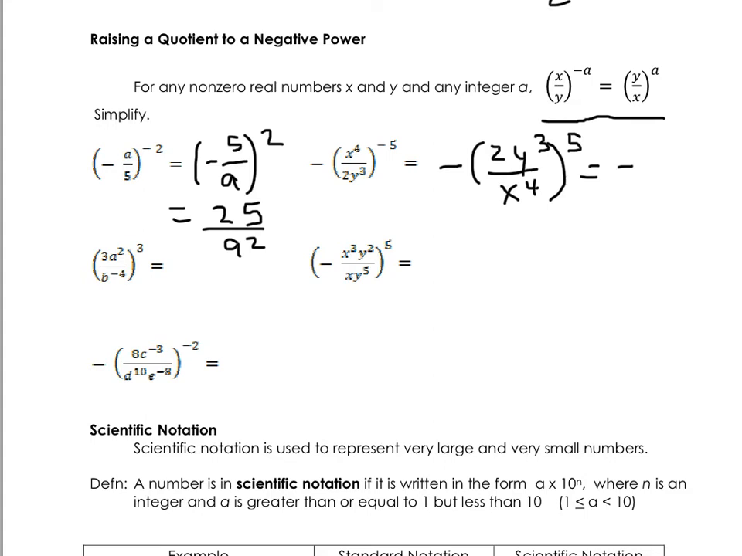So now let's use the exponent and do what we need to do. We have 2 to the 5th, y to the 15th, x to the 20th.